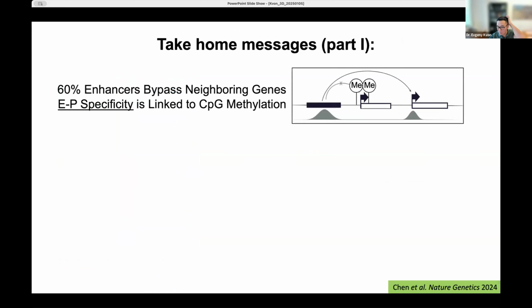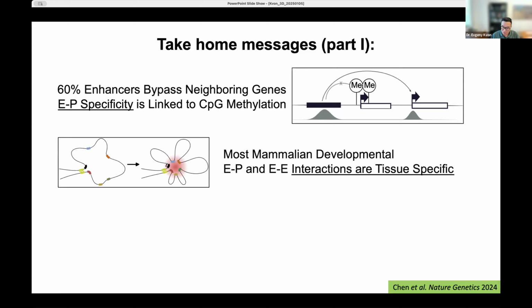So, take-home messages for this first part. 60% of developmental enhancers that are long range bypass the neighboring genes. And so we could actually measure it now for experimentally validated enhancers. And it seems to be linked to CpG methylation, which might or might not contribute to this skipping. And so most of the mammalian developmental enhancer-promoter interactions are tissue specific.